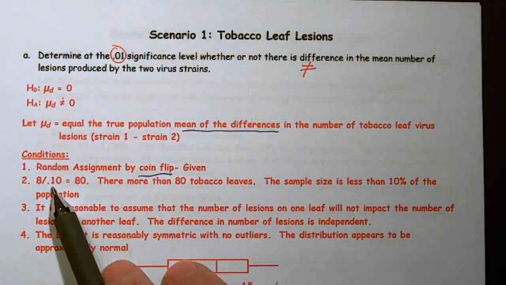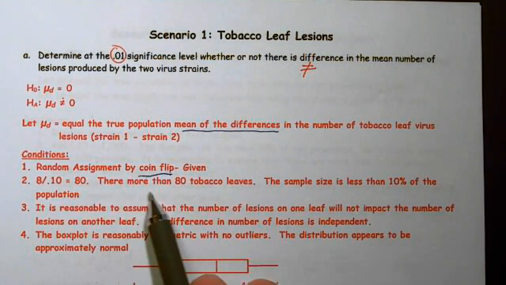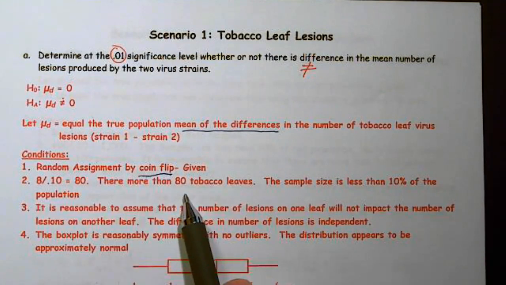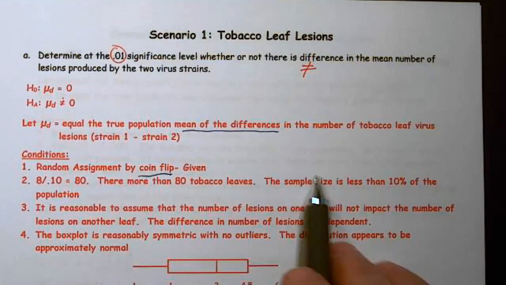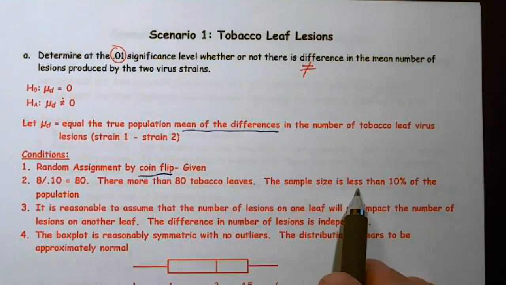Our sample size was 8, and you can either do 8 divided by 0.1 or 8 times 10. And there were more than 80 tobacco leaves. And I guess I should say there are more than 80 tobacco leaves. And the sample size is less than 10% of the population. So we're okay with that.